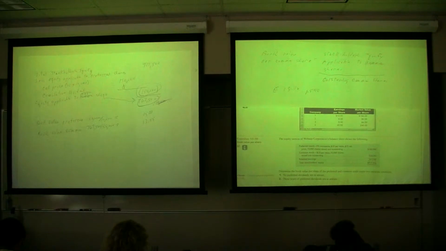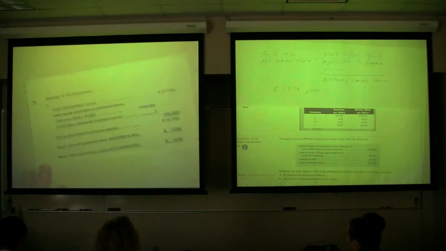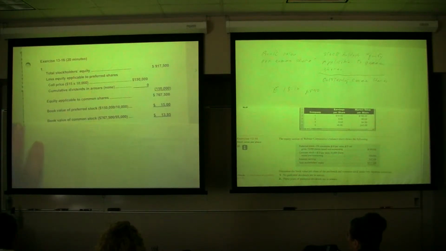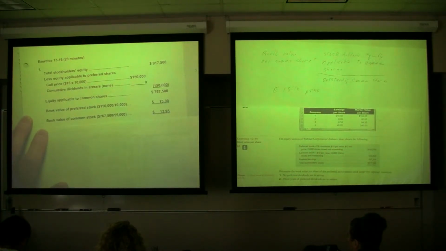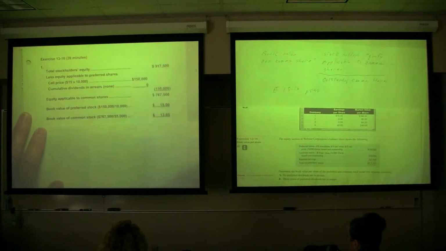Okay. Now, why don't you guys do number 2? There's 3 years dividends in arrears. And it'll be the same sort of format. Why don't I put this up here on the board? It'll be the same sort of format, except now you're going to put in the 3 years dividends in arrears. And when you do that, it will just change the numbers correspondingly.